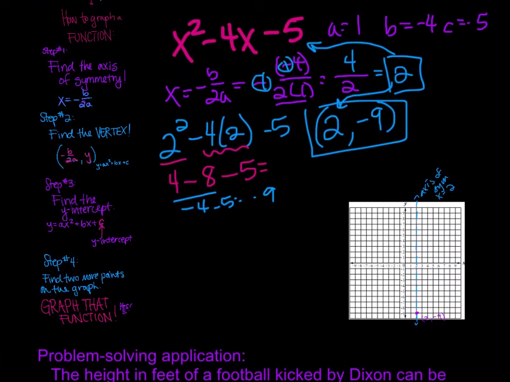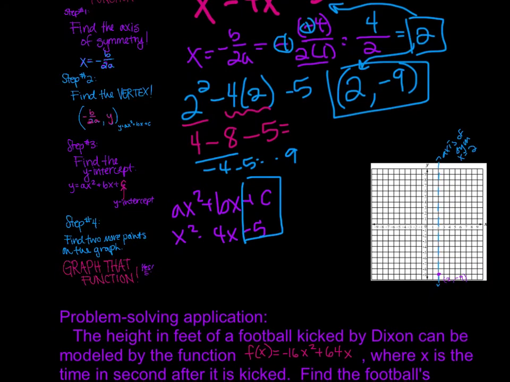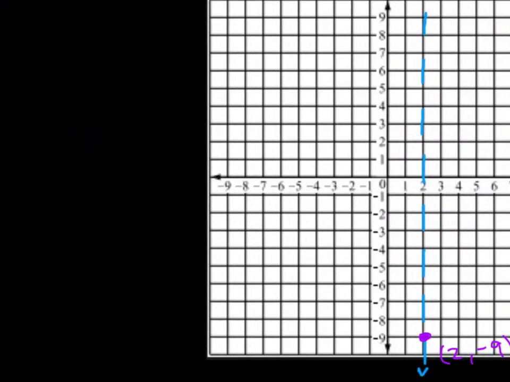Next step, we need to find the y-intercept, and if we were to actually look at just that ax squared plus bx plus c format, and if we looked at this x squared minus 4x minus 5, our a is 1, our b is negative 4, and our c is negative 5, so there is our y-intercept at negative 5. Let's zoom in on this baby and actually get that marked on.